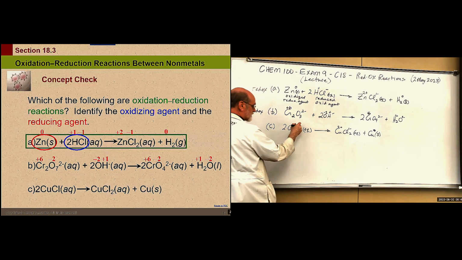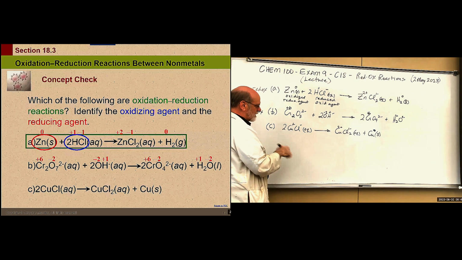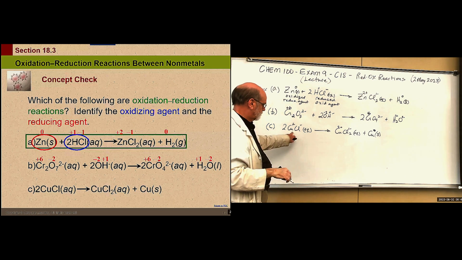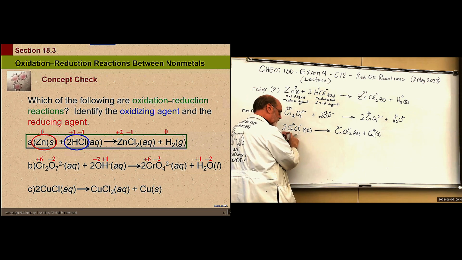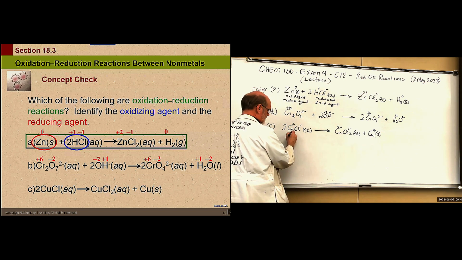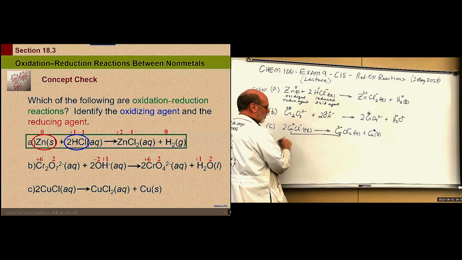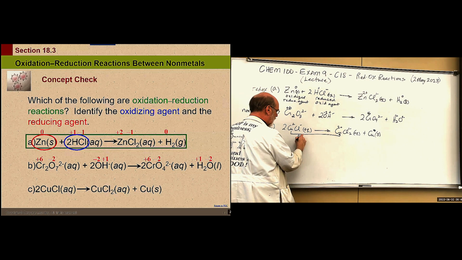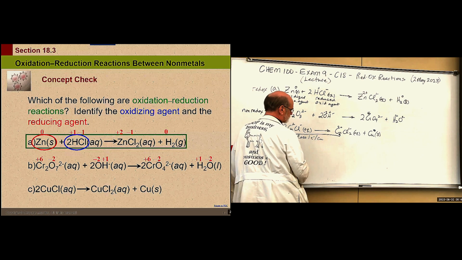This one is still minus one. That means this one is a plus one. So what happened here? Well, notice we got two copper one chlorides here. One of them produced that, and the other one produced that. So we go here. What happened there? We went from a plus one to a plus two. So there was a loss of one electron for every copper.